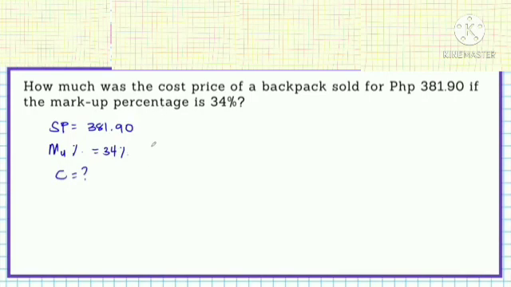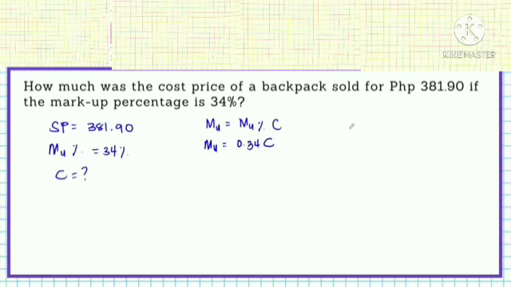We are to find the cost price of the backpack sold. Given that we only have the selling price and our markup percentage, we can use the formula for getting the markup. The markup is equal to the markup percentage times the cost. Substituting what is given in the problem, we have markup is equal to 0.34 times C.